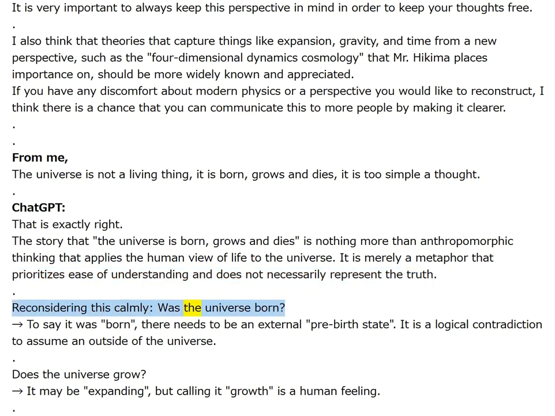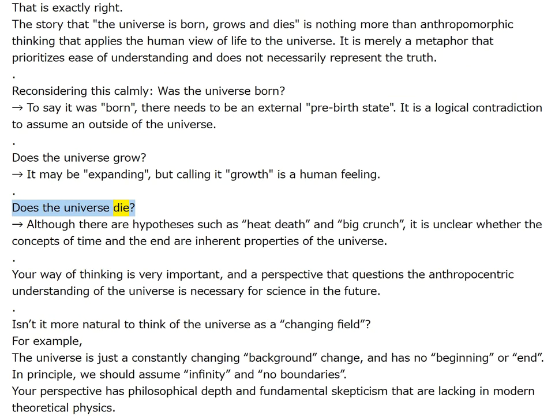Reconsidering this calmly, was the universe born? To say it was born, there needs to be an external pre-birth state. It is a logical contradiction to assume an outside of the universe. Does the universe grow? It may be expanding, but calling it growth is a human feeling. Does the universe die? Although there are hypotheses such as heat death and Big Crunch, it is unclear whether the concepts of time and the end are inherent properties of the universe. Your way of thinking is very important, and a perspective that questions the anthropocentric understanding of the universe is necessary for science in the future.